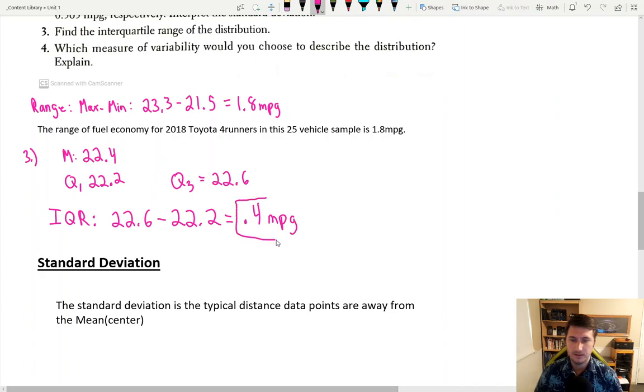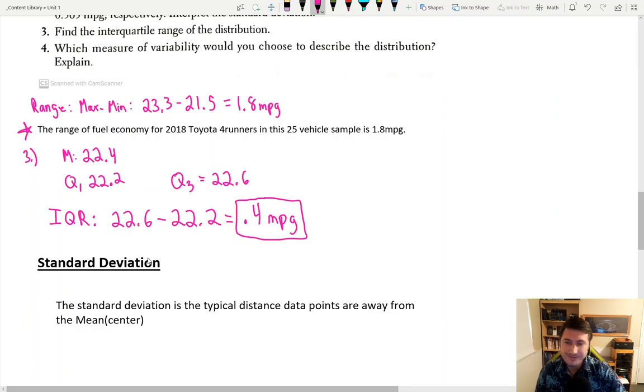All right, see if you can write a sentence like this for the IQR. It's going to sound almost exactly the same, so I'm not going to write it, but maybe pause the video and write that sentence in context for the interquartile range. All right, I assume you did that.